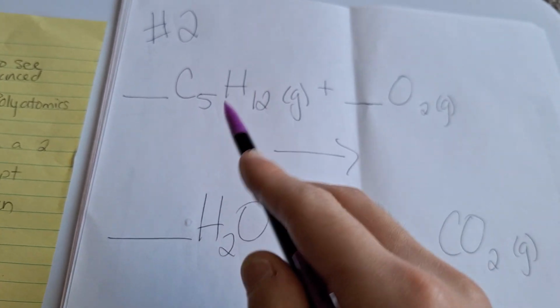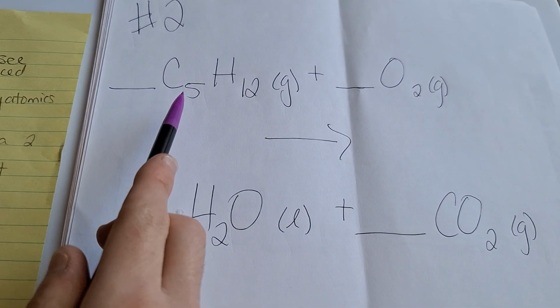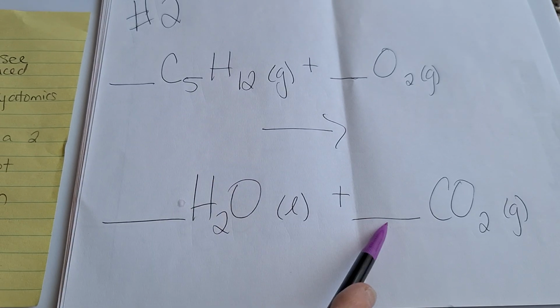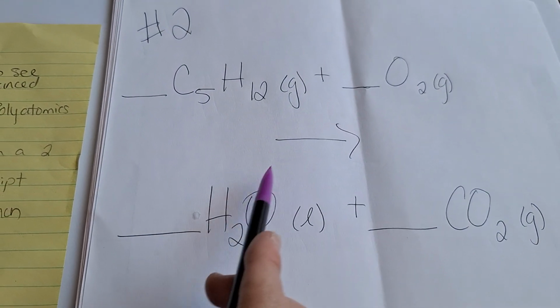So, we need to see if it's balanced. Clearly, it's not balanced because we have 5 carbons here and only 1 carbon there. So, clearly, it's not balanced.